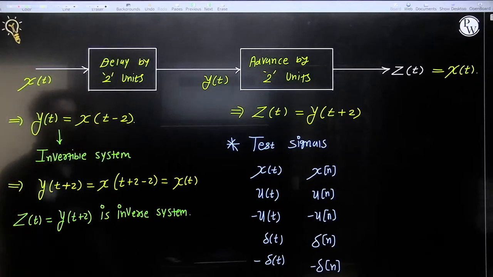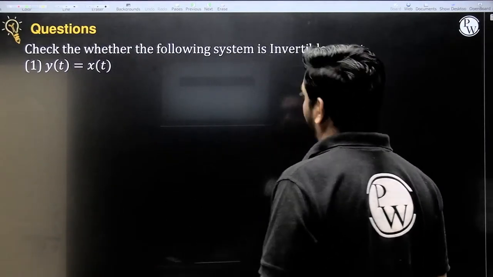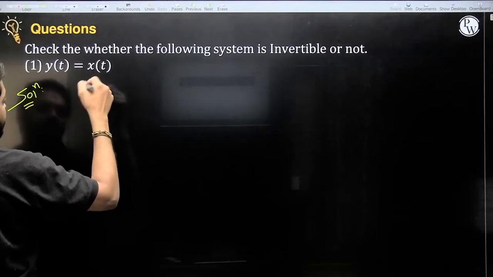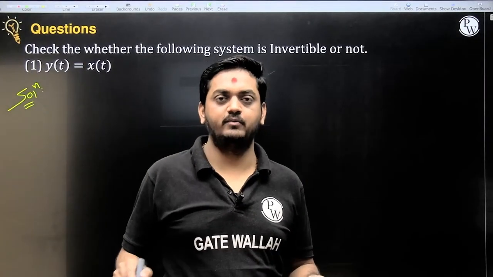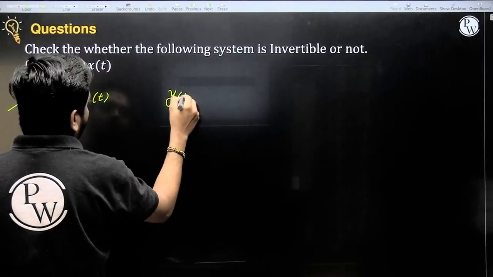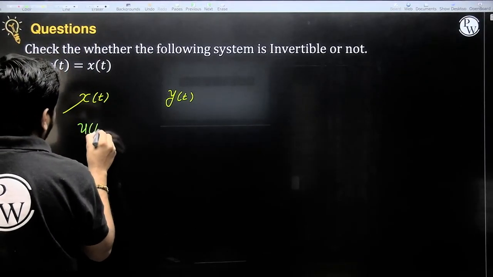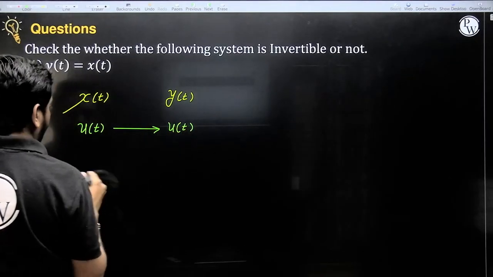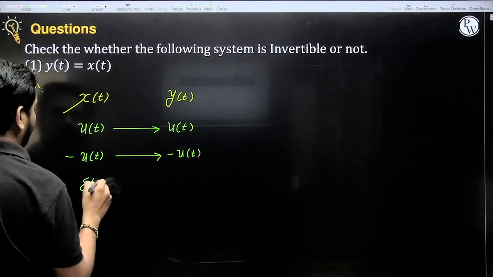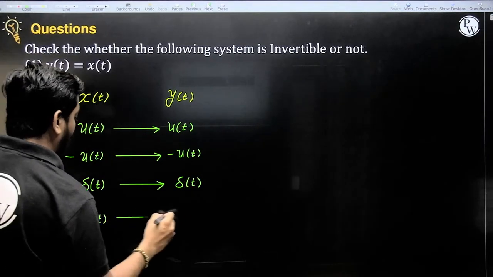Okay, very good. Now, let us solve some questions based on this. Check whether the following system is invertible or not. Y of t equal to x of t. Tell me, invertible or non-invertible? So you can see it is only x of t, no operation performed on the amplitude, like no x square of t, mod x of t, or x of t minus 1, okay? Your input is u of t, of course, the output is also u of t. Input minus u of t, again output minus u of t. For any kind of input like del t or r of t, you can take the output also del t; take minus del t, output also minus del t.